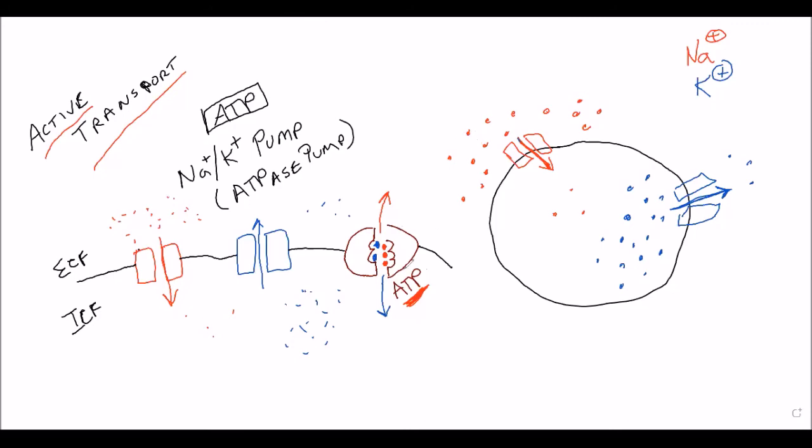Okay. And again, that's what that's going to do. I should have known this, but there's going to be more sodium on the outside, making it more positive out here. And then only 2 potassiums. That means it's going to be more negative inside when you compare that. Does that make sense?